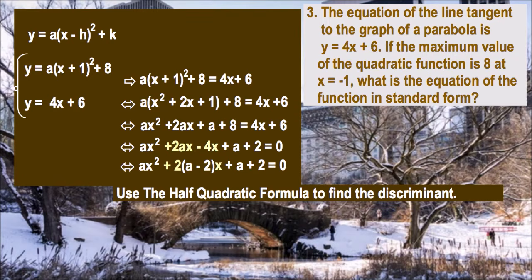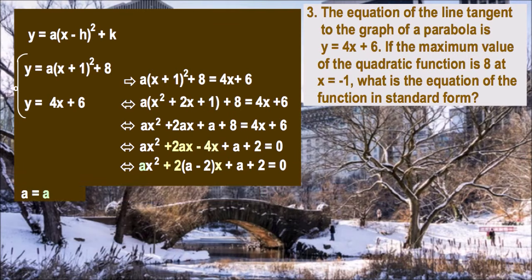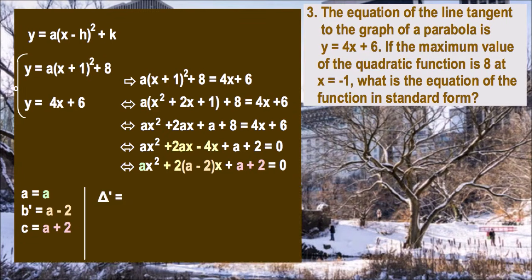Now we want to use the half quadratic formula to find a discriminant. The coefficients are a equals a, b prime, which is half b, is equal to a negative 2, and c equals a positive 2. The discriminant prime is equal to b prime squared minus ac, which equals a negative 2, everything squared, minus a times a positive 2.